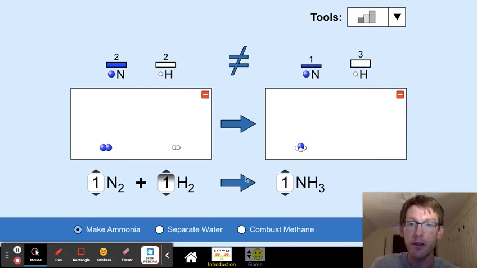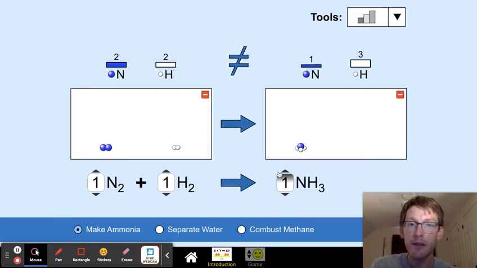And by putting ones in front of each component, you can see now I have shown one nitrogen molecule and one hydrogen molecule and one ammonia molecule. And you can see just by counting the blue circles that there are two nitrogens on the left and only one on the right. Also, there's two hydrogens on the left and three hydrogens on the right. And those are also represented up here in this bar graph.